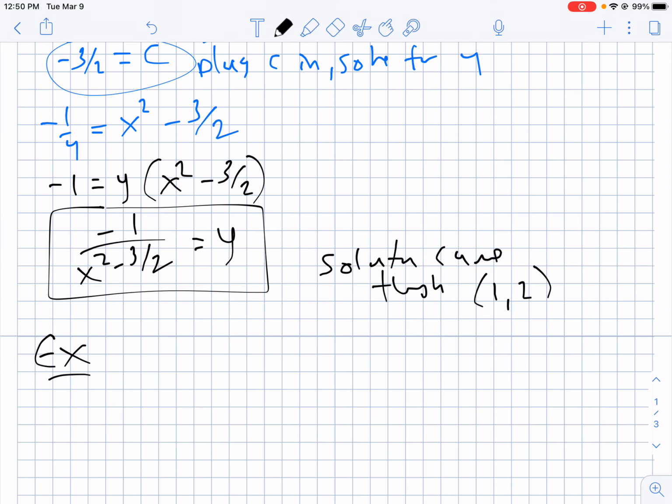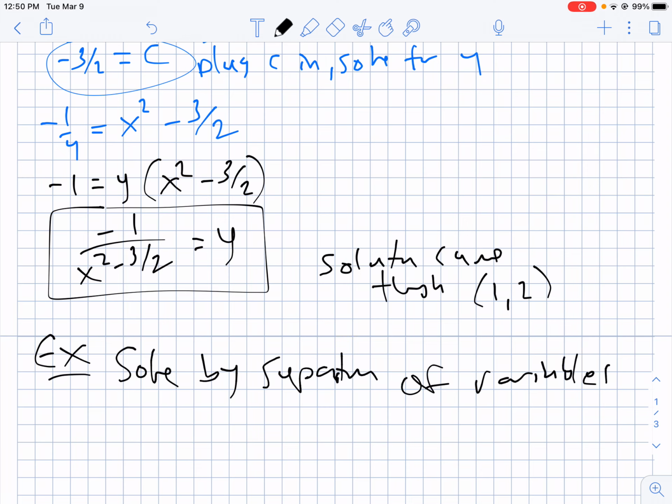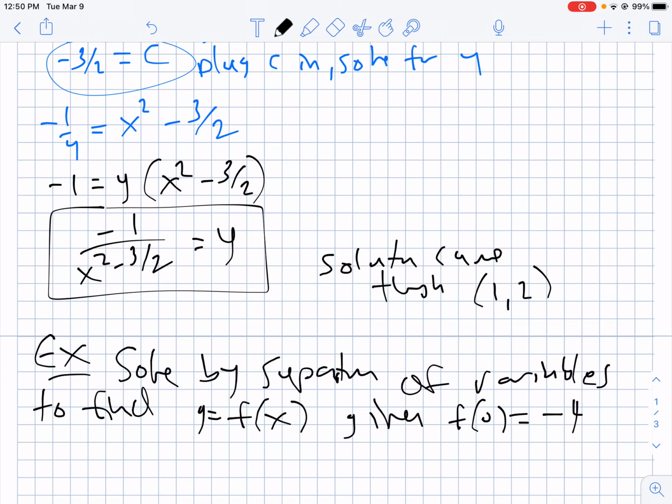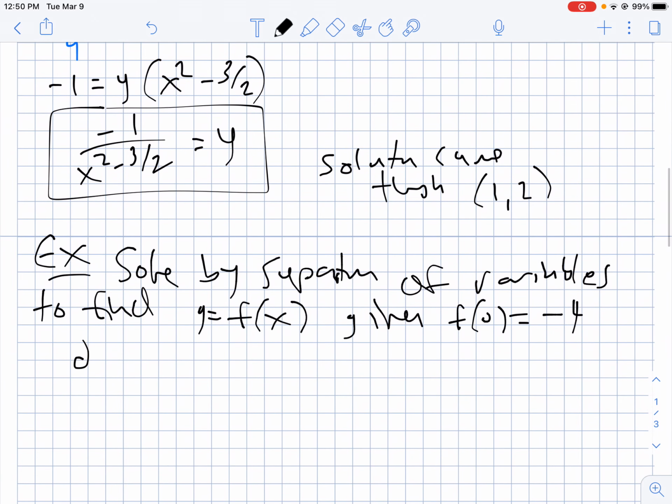This one's going to have a little bit of a kink. So we're going to solve this by separation of variables. And there are different ways you'll see these problems phrased, but you're doing them all the same. Solve by separation of variables to find the equation for y equals f of x. And you're going to be given a specific point, that f of 0 equals negative 4. Okay, and this one's going to have a little bit of a kink in the plan.